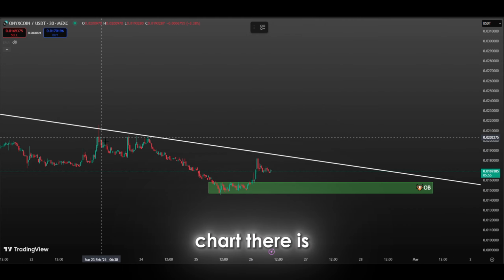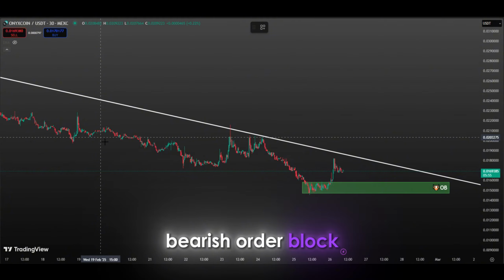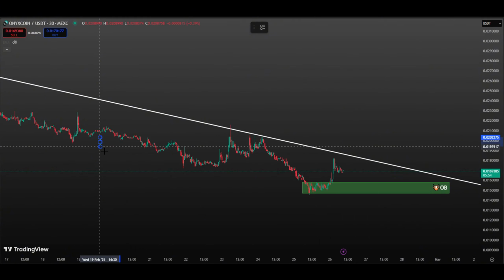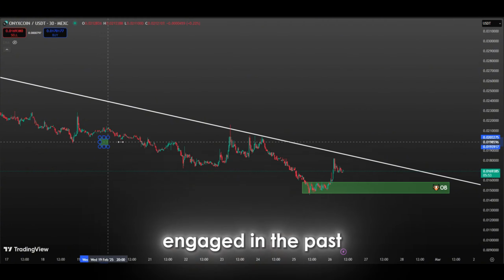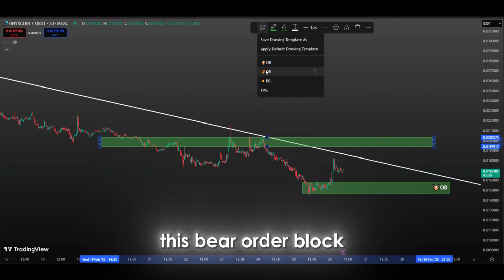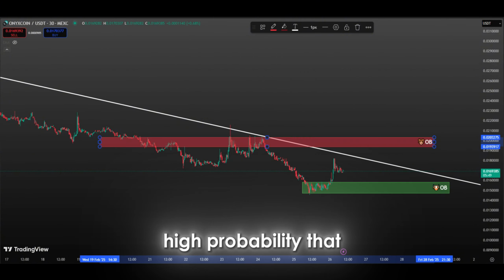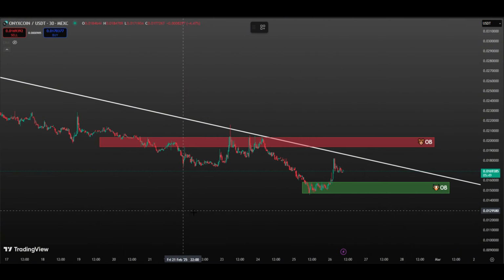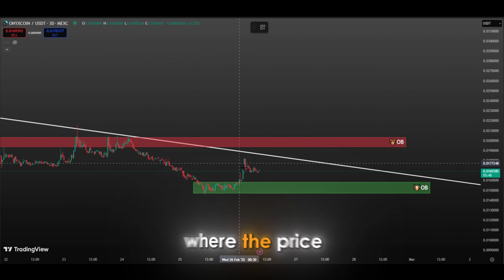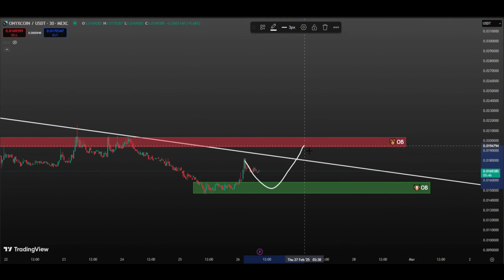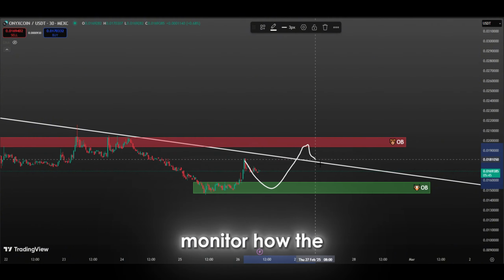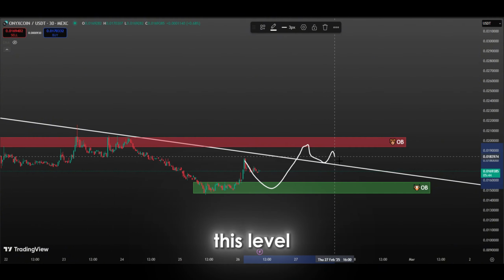And on the chart, there is a strong bearish order block on the upper side of the price. This is an area where sellers have been heavily engaged in the past and the price has been moving downwards. If the price moves up to this bear order block, there is a high probability that sellers will re-engage. Usually, such zones are the areas where the price may encounter strong resistance and get a downside reaction. Therefore, one should closely monitor how the price reacts once it reaches this level.